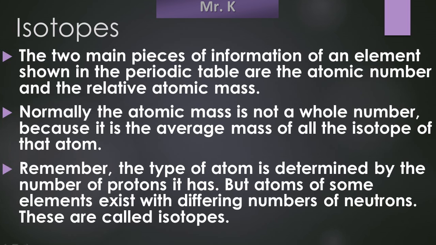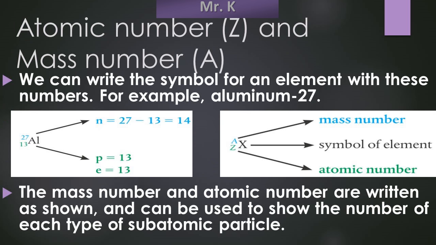There are two main pieces of information about atoms given in the periodic table: their atomic number and their relative atomic mass. As we stated in the previous slide, any one given isotope has a whole number mass. The mass number is the mass of that isotope. What occurs in nature is there are different isotopes of the same element. For example, aluminum exists in nature as aluminum-27 and aluminum-26.